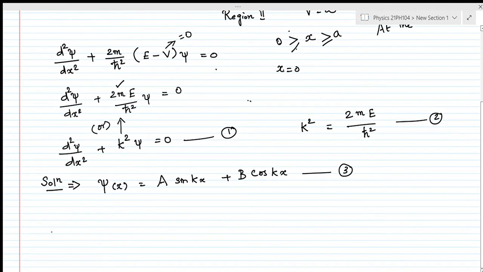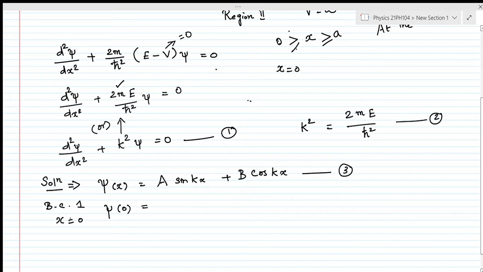Now, applying boundary conditions here. The first boundary condition is x is equal to 0. Now, wherever you see x, you are going to write 0.